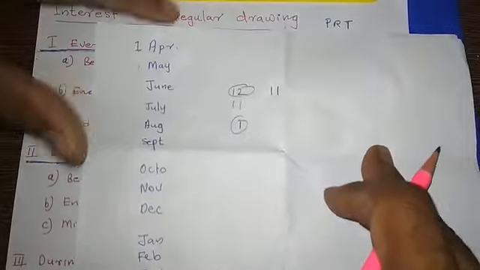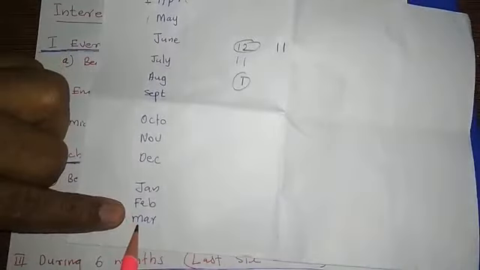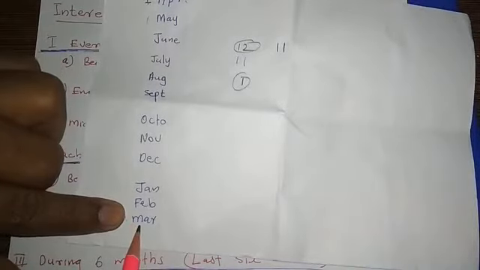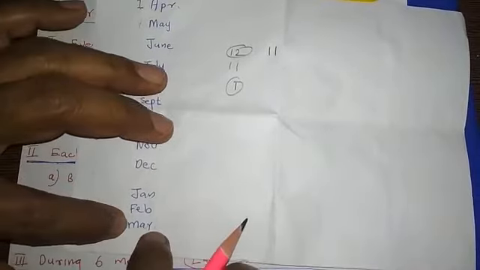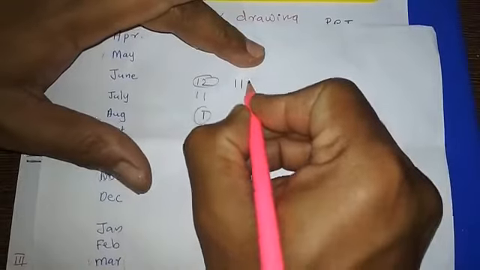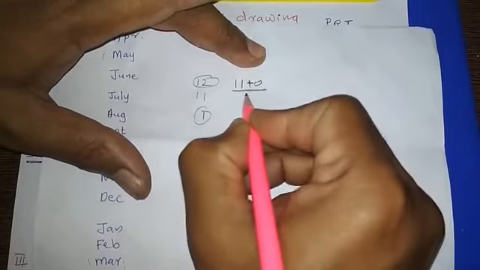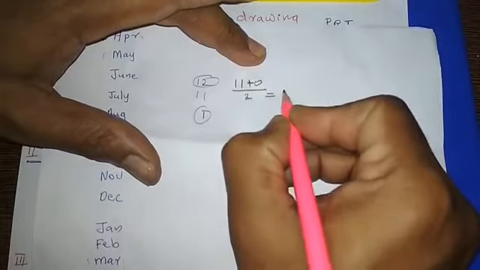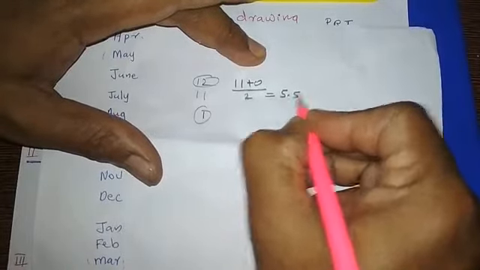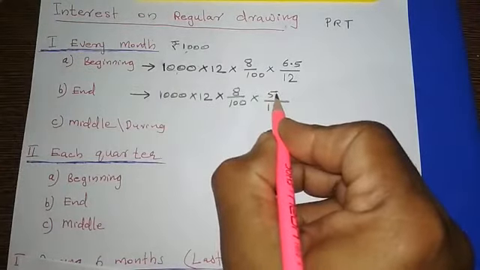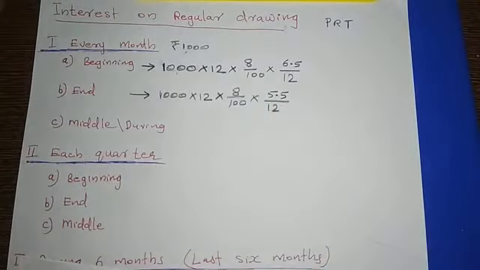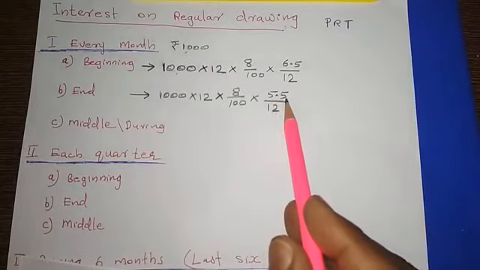Then we can take the last one. When will be the last drawing? End of every month. It means on March 31st the drawing is made. So March 31st to March 31st is 0. Okay, so 11 plus 0 divided by 2. That will be the average. It comes to 5.5. So this 5.5 we can write here. Is it clear? Only this average month is changing.